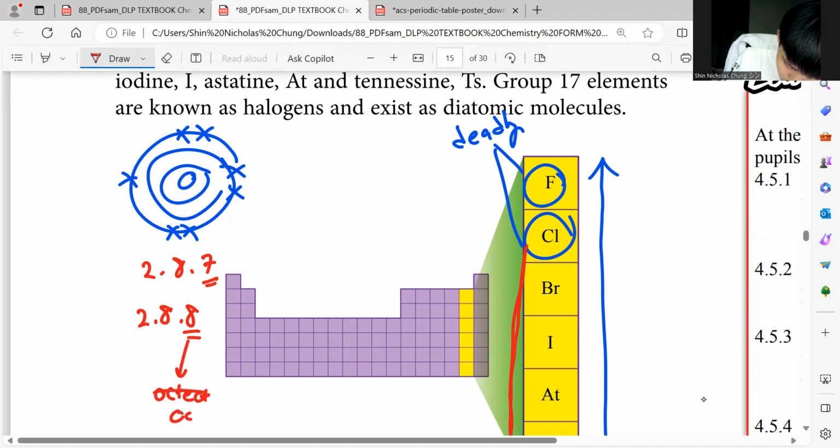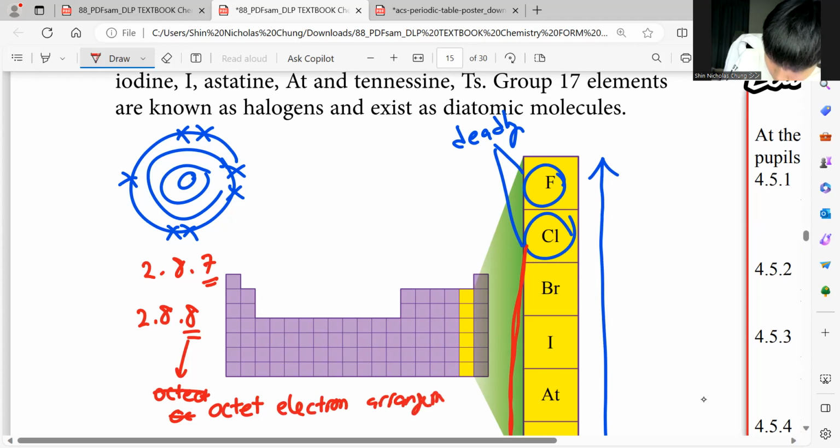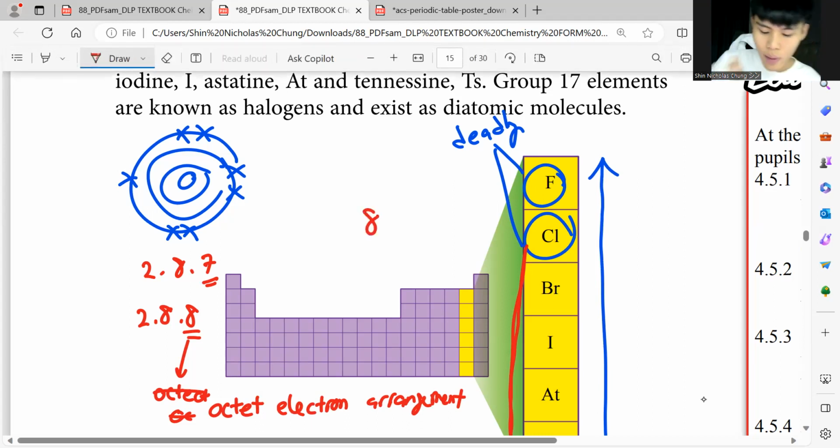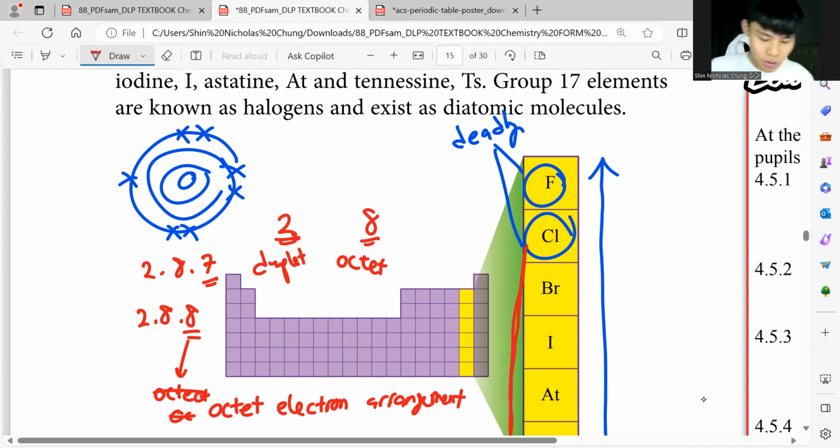Octet electron arrangement. Okay. So how do you know what is octet? Okay, octet means your valence electron is 8. So your valence electron is 8. That means this one is octet electron arrangement. If your valence electron is 2, that means this is duplet electron arrangement. Understand?